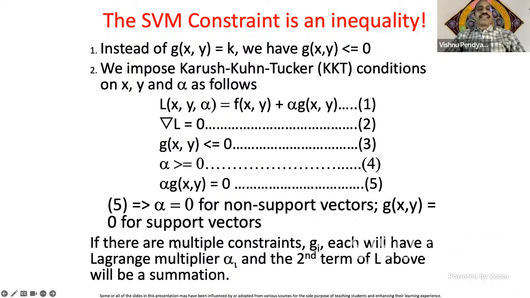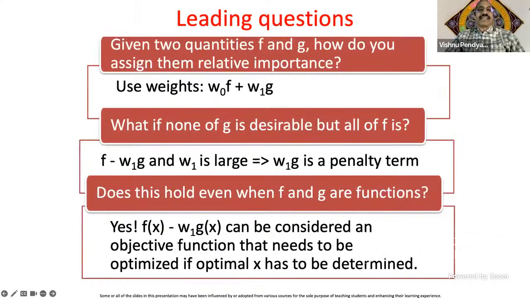Now the other thing is, if there are multiple constraints, g of i, each will have a Lagrange multiplier alpha, and the second term of L will be a summation. It is quite intuitive as well. Remember all the discussion that we had, how alpha times g is a penalty term. If there are multiple g's, we'll just increase the number of penalty terms for each of the constraints. So that's all we are going to do.